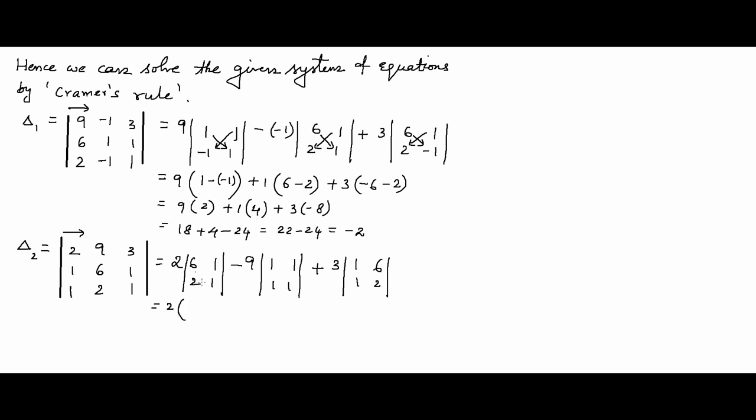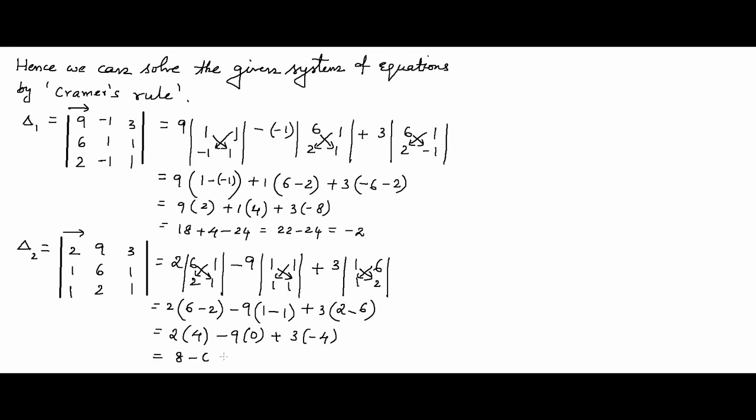Now we can write the determinant of ABCD same as AD minus BC. 6 into 1 minus 2 into 1. AD is 1 into 1 minus BC is again 1 into 1, plus 3. AD 1 into 2 is 2 minus BC 6 into 1 is 6. So 2 into 4 minus 9, 1 minus 1 becomes 0. 2 minus 6 is equal to minus 4. So 2 into 4 is 8 plus or minus 0. 3 into minus 4 is minus 12. So 8 minus 12 will be equal to minus 4.